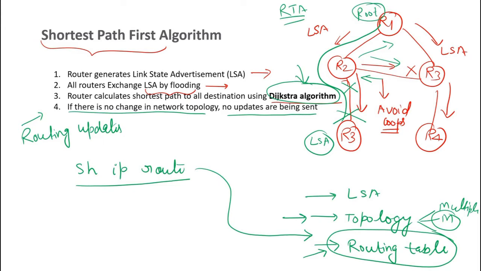So if nothing is changing, nothing is going up and down, they will just simply be taking forwarding decisions. There's no change in the routing updates. Nobody will send any routing updates, and they are just sitting and forwarding the packets, right?